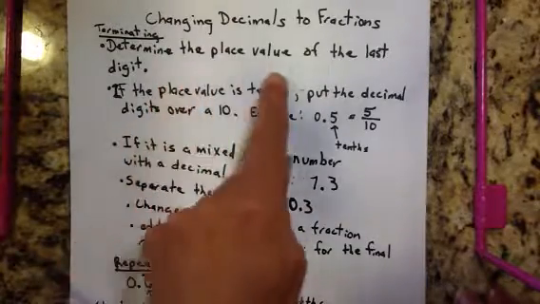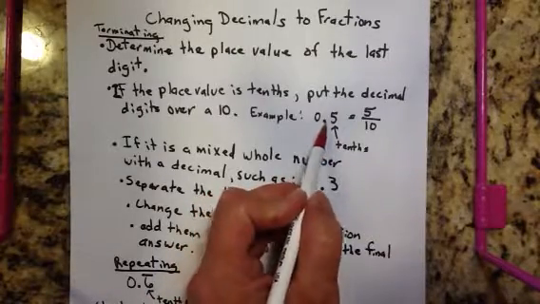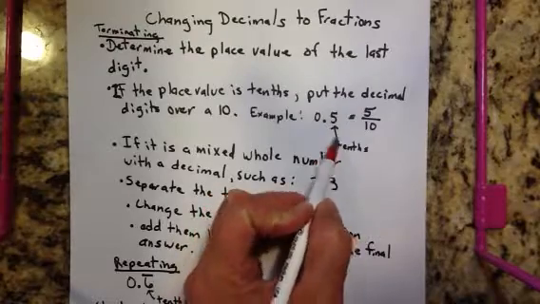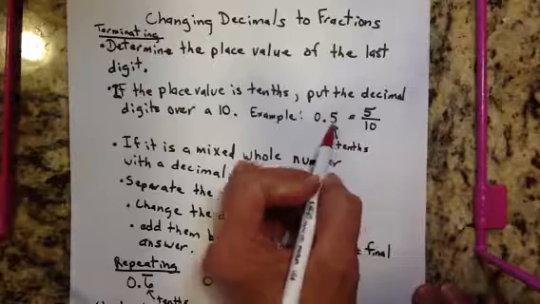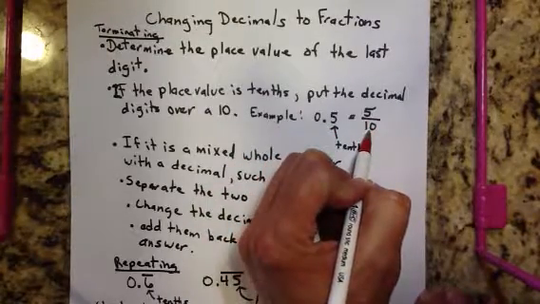We're going to determine the place value of the last digit, and if the place value is, for example, tenths, you're going to put the decimal digits over a 10. So here's our example. We have 0.5 as our decimal, and that's in the tenths place. So I take my digit 5 over 10 as your denominator.